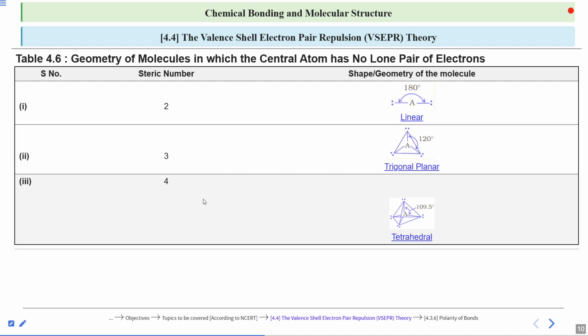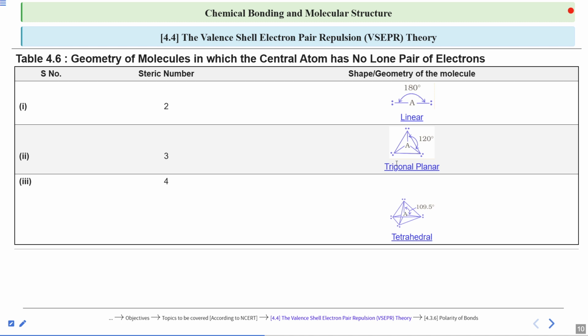Okay. Similarly, for the case of steric number 4, the shape is tetrahedral. And if there are no lone pairs, then your angle would be 109.5 degrees. Okay. So all of these angles are only applicable if the number of lone pairs on the central atom is 0. Got it? And how do you know that? Just draw the Lewis structure and you will understand which molecule has a lone pair on the central atom. I hope this is clear to you.